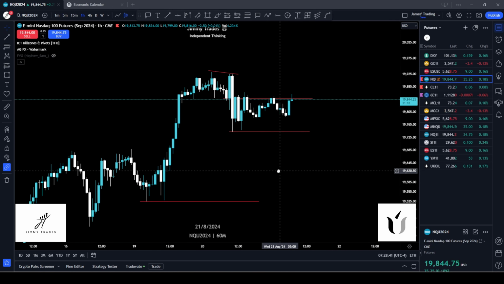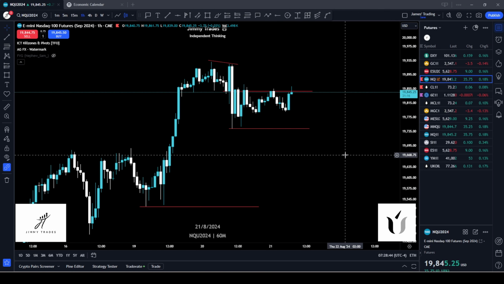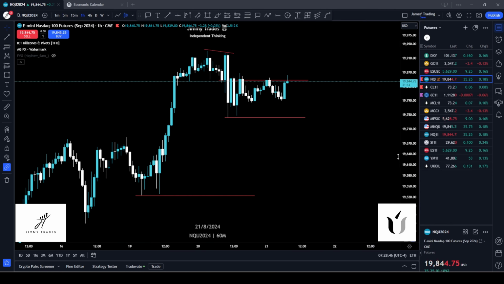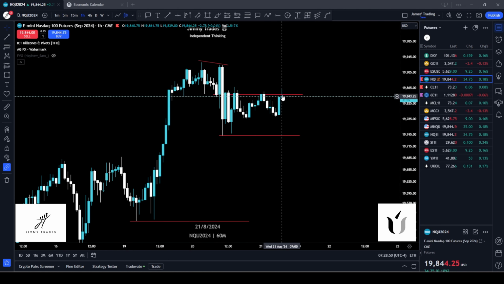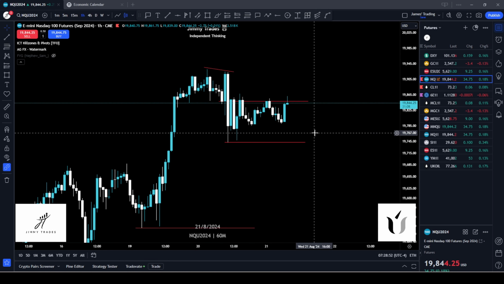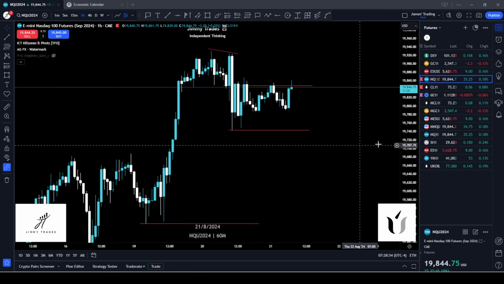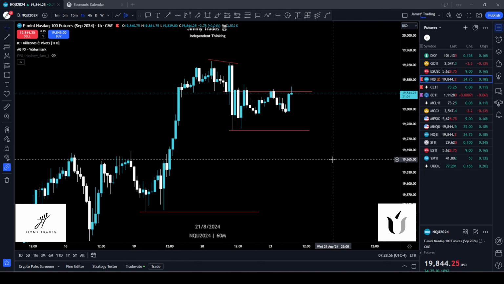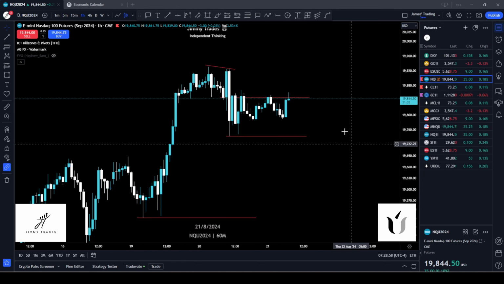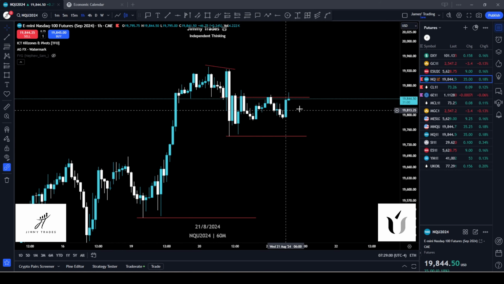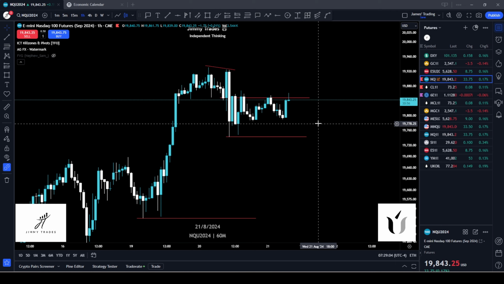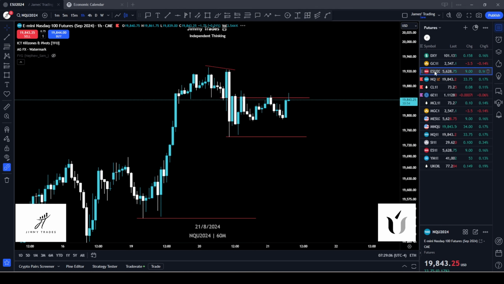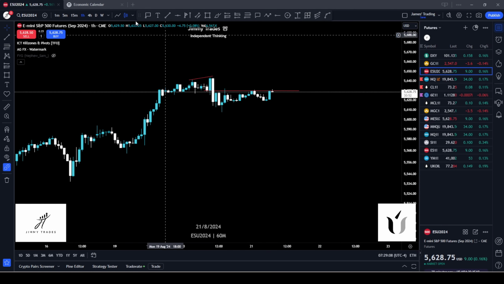Okay, so at this stage, unless this change in the state of delivery fails, I'll remain bearish on NQ, but I will remain flexible to see what happens here with price. Let's drop over to ES.